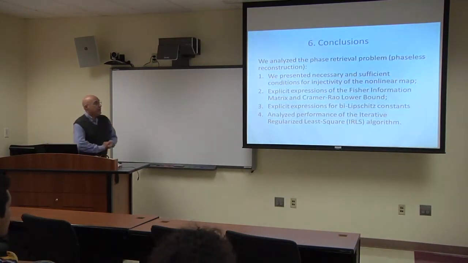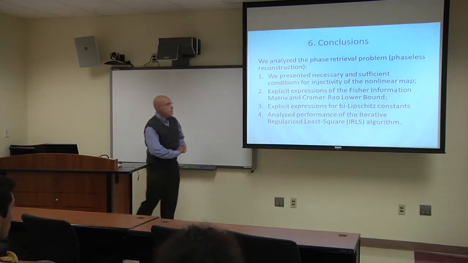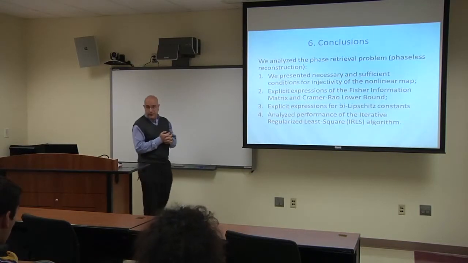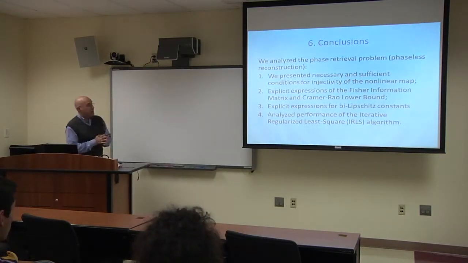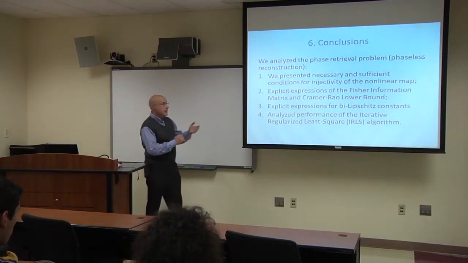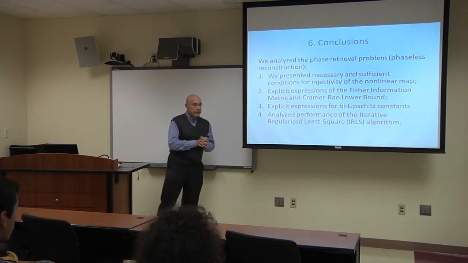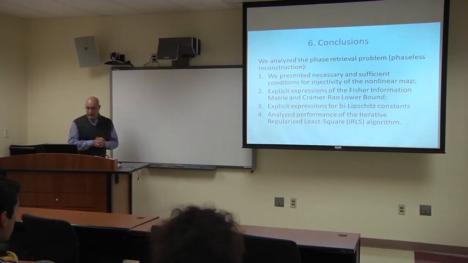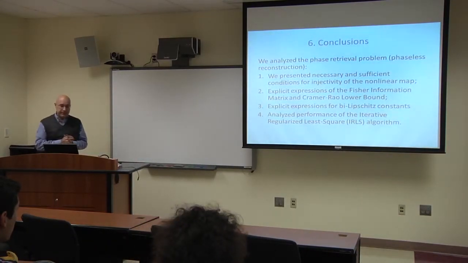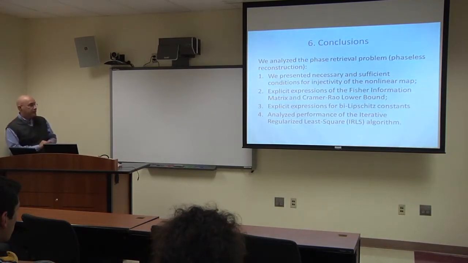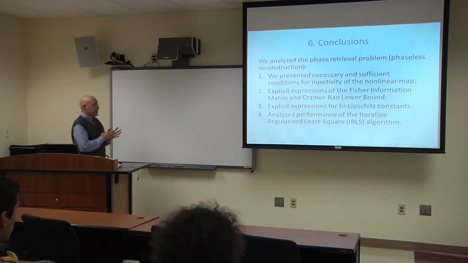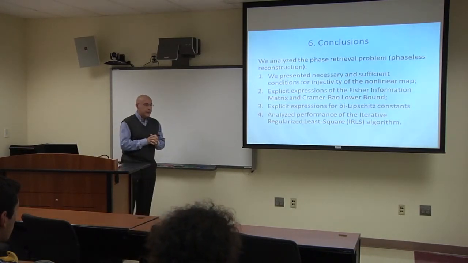And well, here are my conclusions. We analyzed the necessary and sufficient conditions for injectivity, for invertibility of the nonlinear map alpha. We obtained the explicit expression for the Fisher information matrix and the corresponding Cramer-Rao lower bound in the real and complex case. And also, very interestingly, they turn out to be related to the Bi-Lipschitz constants, which are deterministic bounds for the inversion. And finally, we presented and analyzed this regularized least squares algorithm.